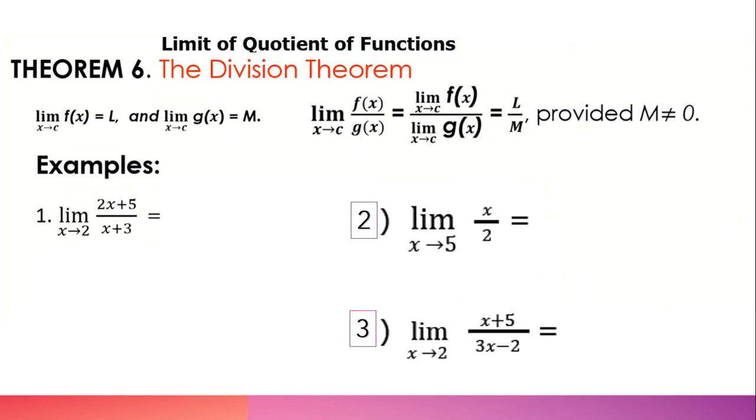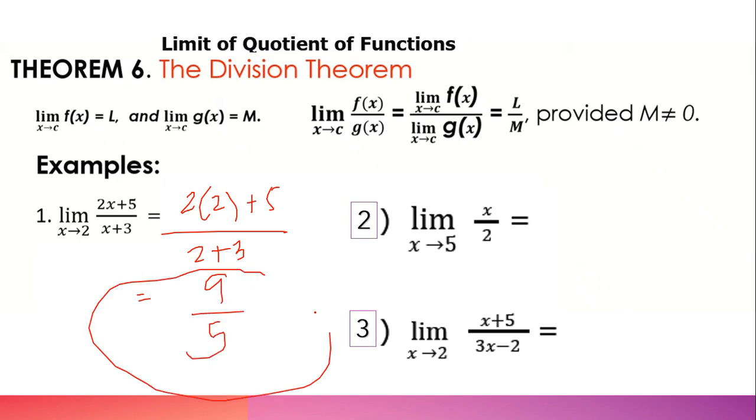So, the division theorem. Siyempre, ang division, ang kanyang sagot is quotient. Diba? So, number 1, you can use calculator again. But I will use the mano-mano. So, substitution method. So, 2 magiging 2 times 2 plus 5 all over 2 plus 3. So, magiging 9 all over 5. So, the answer number 1 is 9 all over 5 kasi 2 times 2 is 4 plus 5 is 9. Then, 2 plus 3 is 5.